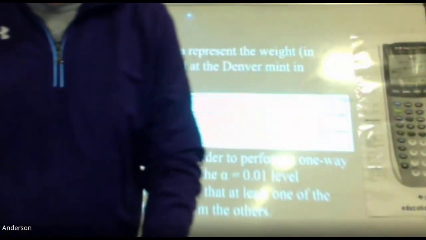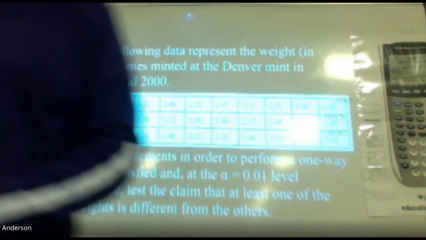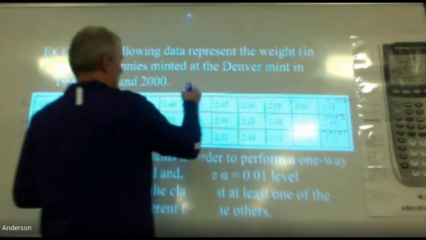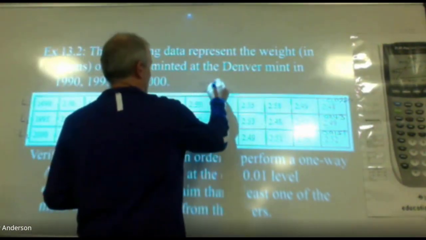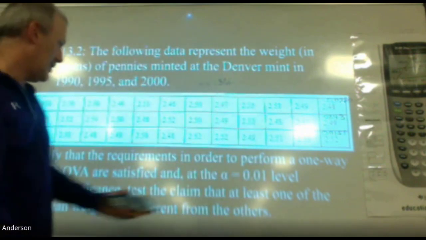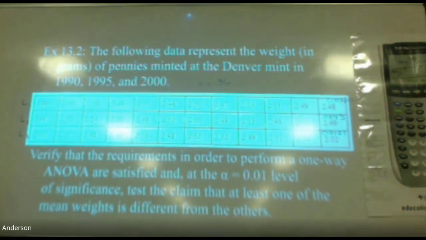We are getting an F value of 1.053, which doesn't matter to us right now because we're not dealing with that. Our P value is 0.36. Okay. And alpha is 0.01. So what's our conclusion if we have a P value of 0.36 and alpha is 0.01?